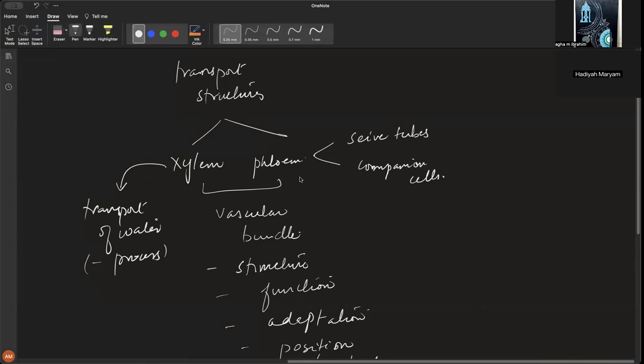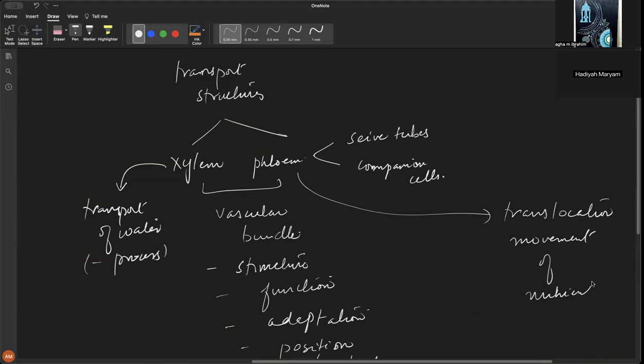And translocation, which is the movement of nutrients. It is related to phloem. All right, this is the summary of this topic.